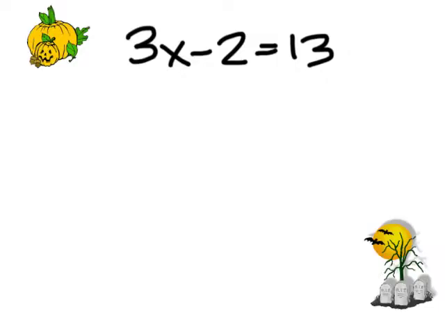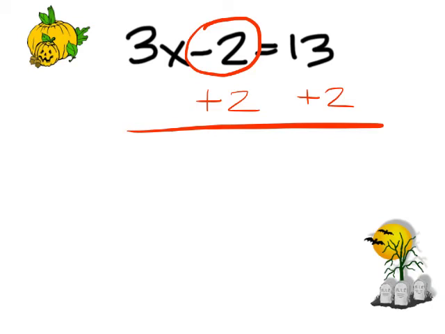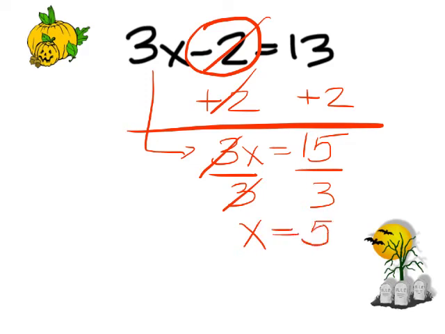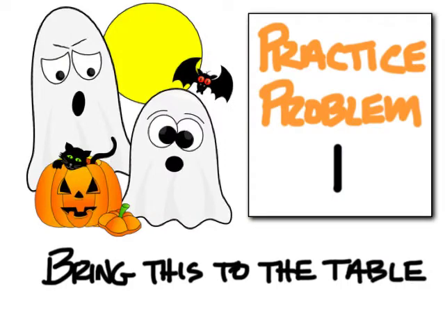Example number 2. You are subtracting 2 here, so add 2 to both sides. When you do that, these cancel out. You're left with this 3x. 13 plus 2 is 15. Now divide both sides by the 3 that is multiplied against the x. X equals 15 over 3, which is 5.